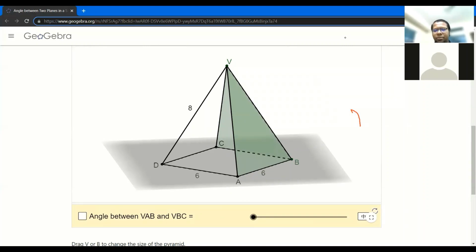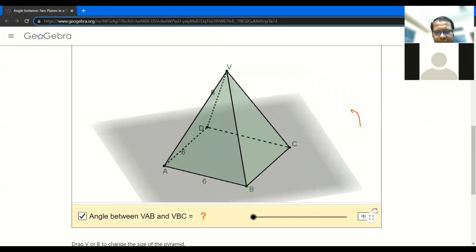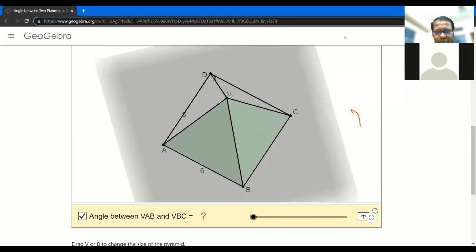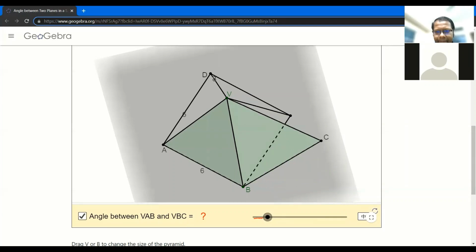So in this example, we want to find out the angle between VAB surface and VCB surface. We want to find out the angle between VAB surface and VBC surface. Let us look at it from a different angle. Okay, so we want to find out the angle between these two surfaces, like this surface and this surface. I'm moving that VCB surface outward.